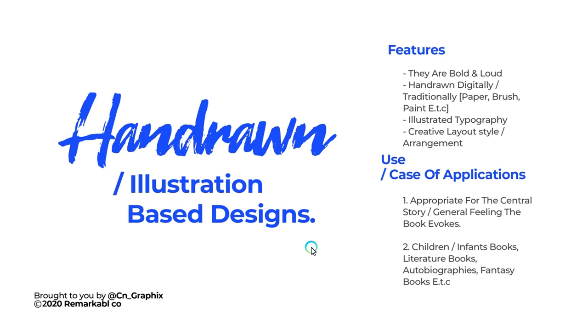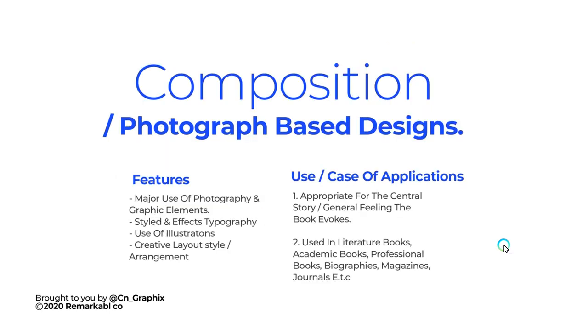Right now, the places you might most likely see this kind of style is when it's appropriate for the central story or general feeling the book evokes, like we said in typography. There are books that just require that you go deep in and try to make them. Examples are children's or infant books. You have literature books, autobiographies, fantasies, thrillers, and the rest of them. Okay, and the next one is composition slash photography based designs.